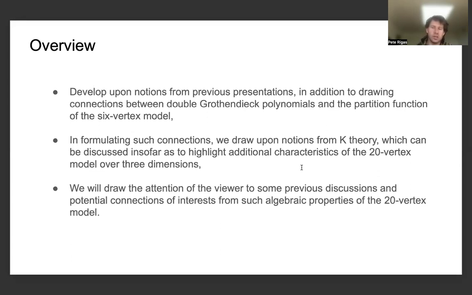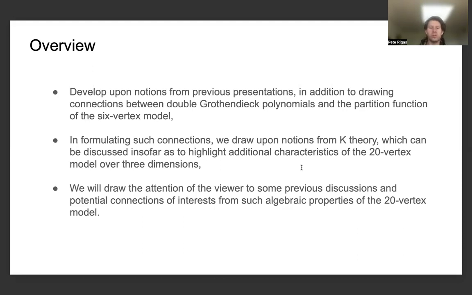between double Grothendieck polynomials and the partition function of the six-vertex model. And in formulating such connections, we draw upon notions from K-theory, which can be discussed insofar as to highlight additional characteristics of the 20-vertex model over 3 dimensions that are connected and that we can further develop in light of the quantum inverse scattering type methods in 2 and 3 dimensions.